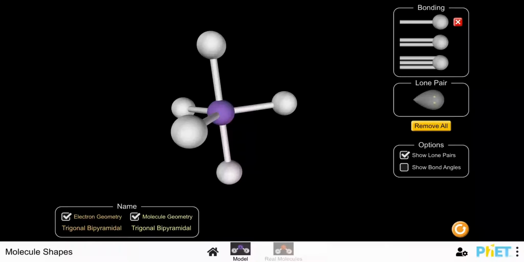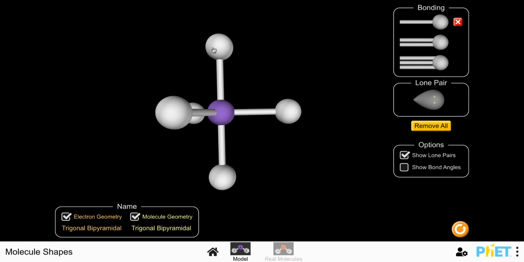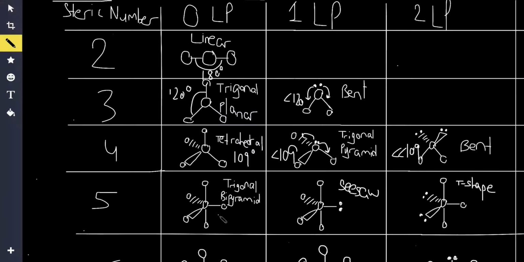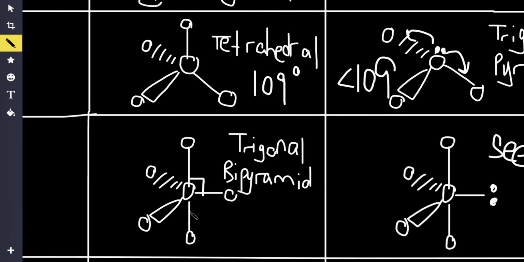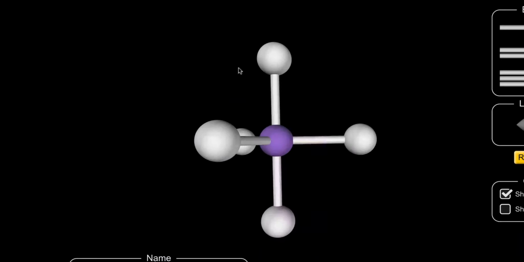Notice how, if I just look at it from this angle right over here, it forms like a straight line. And this is a 90-degree angle, right? So these are 90-degree angles right over here. So let me just write that down. But what about the other angles?